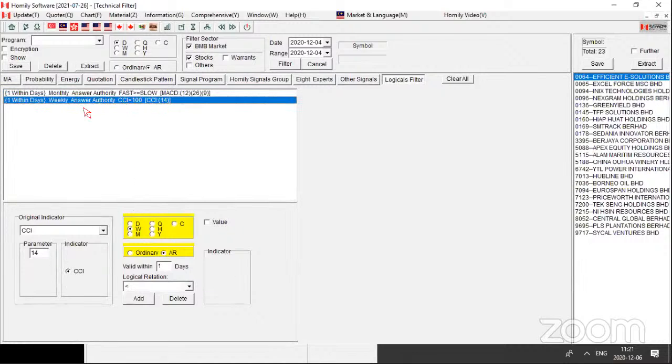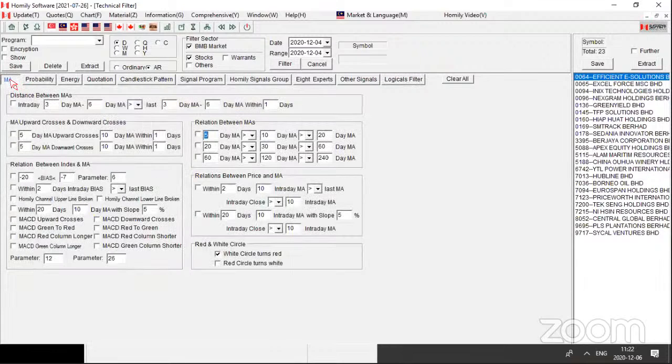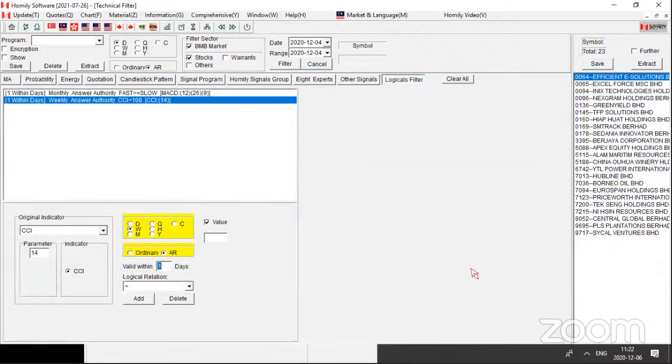And the next step is the weekly one, CCI. Choose weekly over here, change to W, okay, and less than 100, put 100 over here under the value box. Then after that, click add. This is based on weekly. And the last step is the daily. Go to MA category and tick Y circle 10-3. So three levels are all okay already, right?